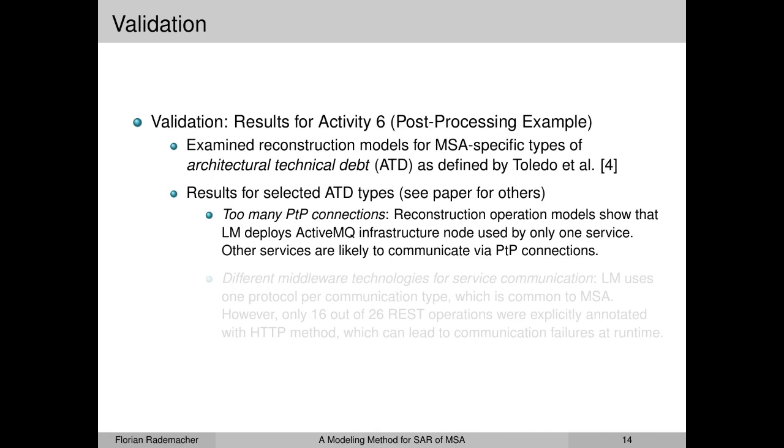So one ATD type in MSA is that there are too many point-to-point connections between microservices. We could see from our reconstruction operation models that Lakeside Mutual deploys an ActiveMQ infrastructure node for asynchronous communication, but it is only used by one service. So it is highly likely that the other backend microservices of LM communicate via point-to-point connections. And probably this communication happens via REST because our service models show that the reconstructed microservices use REST as a synchronous communication type.